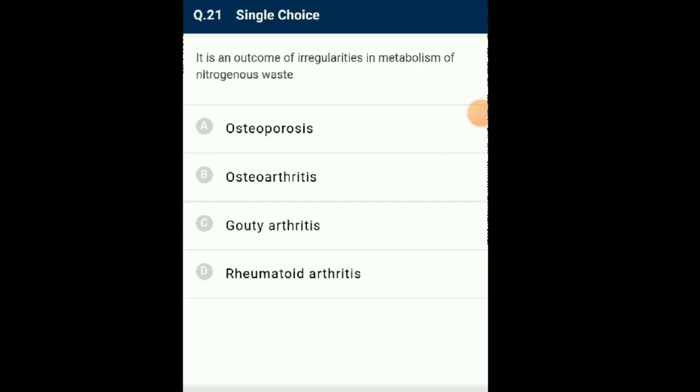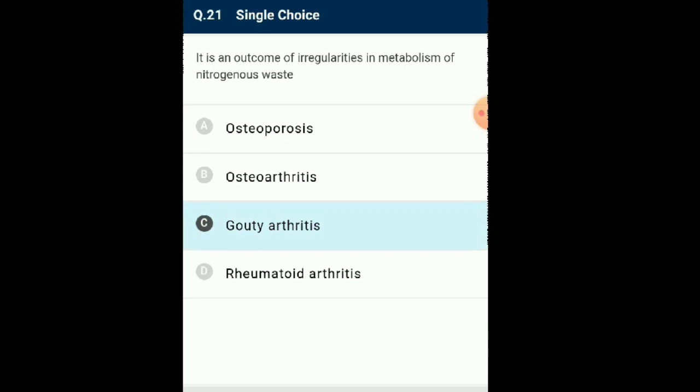Question number 21. It is an outcome of irregularities in the metabolism of nitrogenous waste. Gout is a disorder in which deposition of uric acid crystals occurs in a joint. It is a type of arthritis. It causes inflammation, usually in one joint, that begins suddenly. The main cause of gout is hyperuricemia. Uric acid is a byproduct of purine metabolism. So the answer for this question is option C.